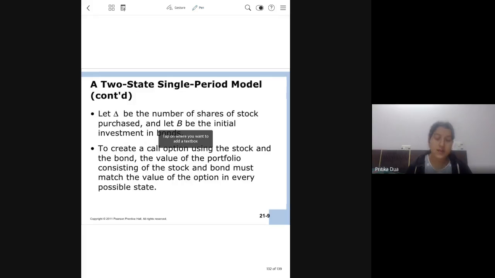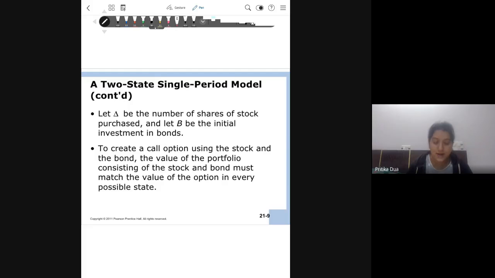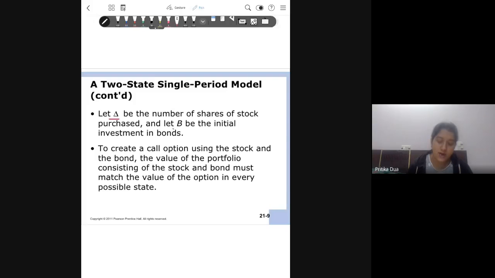After that, we calculate two values which are very important. One is delta and one is B. What do we mean by delta? Delta is your hedge ratio. Hedge ratio मतलब कितने number of shares आपको purchase करने चाहिए additionally to eliminate the risk. And B is the investment in bonds, that is investment in risk-free asset.